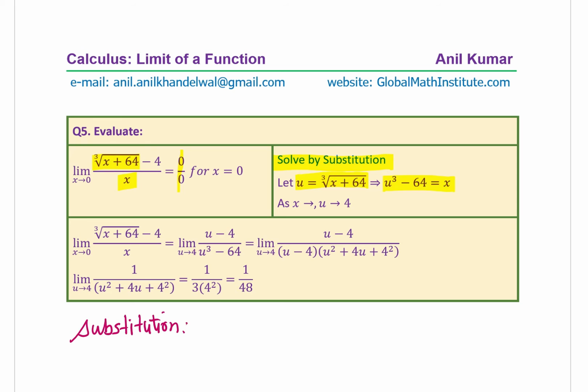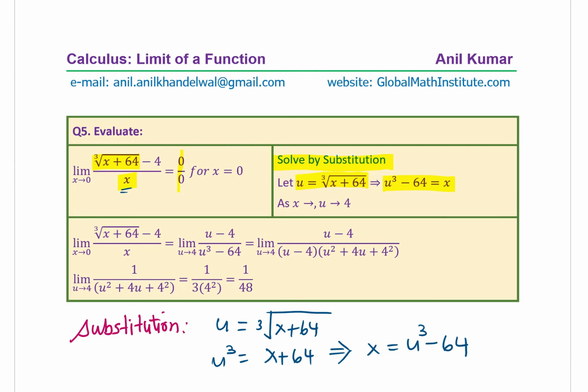Perfect. So what we did here was, let me rewrite. We have u equals cube root of x plus 64, correct? So that takes care of the numerator. Now in the denominator, we have x, so we need to isolate that. We could cube both sides and we get x plus 64, and that leads to the value of x as equal to u cube minus 64, correct? So that is what I have written here.